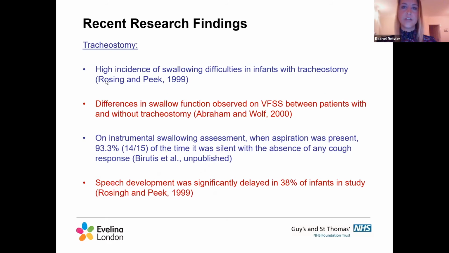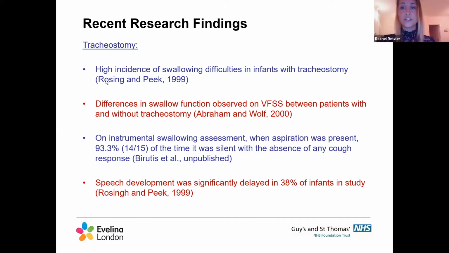Some recent research on tracheostomy. A study from Rosing and Peak in 1999 showed a high incidence of swallowing difficulties in infants with tracheostomy. Another study in 2000 showed differences in swallow function were observed on video fluoroscopy between patients with and without tracheostomy. Some of these swallowing differences included taking more time to close the airway, limited airway closure due to reduced superior movement of the larynx, or delayed swallowing initiation. However, not all children with tracheostomies will have problems with feeding and swallowing.